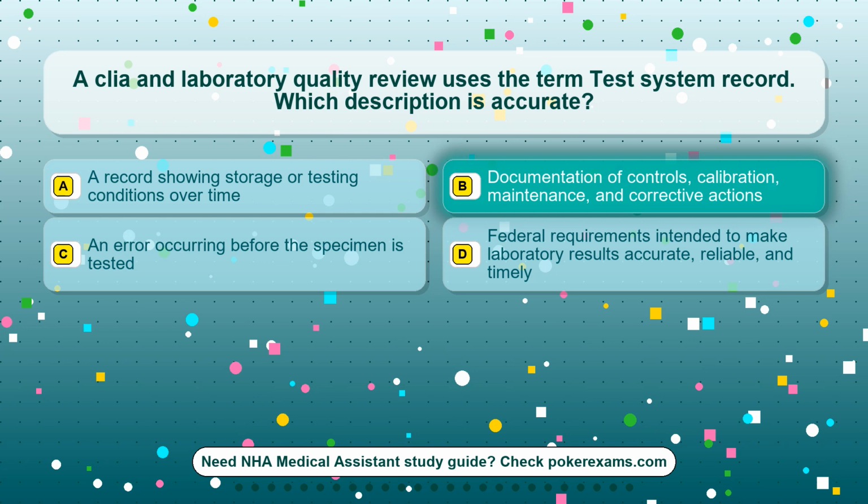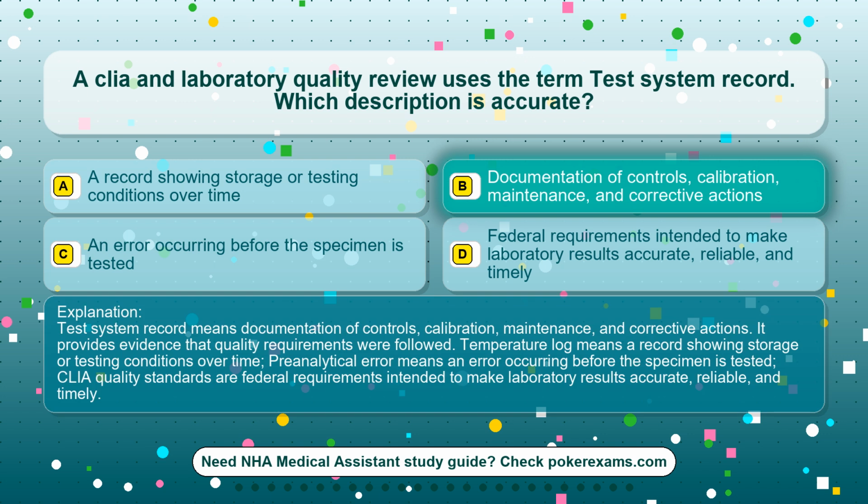The correct answer is option B. Documentation of controls, calibration, maintenance, and corrective actions. Test system record means documentation of controls, calibration, maintenance, and corrective actions. It provides evidence that quality requirements were followed. Temperature log means a record showing storage or testing conditions over time. Pre-analytical error means an error occurring before the specimen is tested. CLIA quality standards are federal requirements intended to make laboratory results accurate, reliable, and timely.